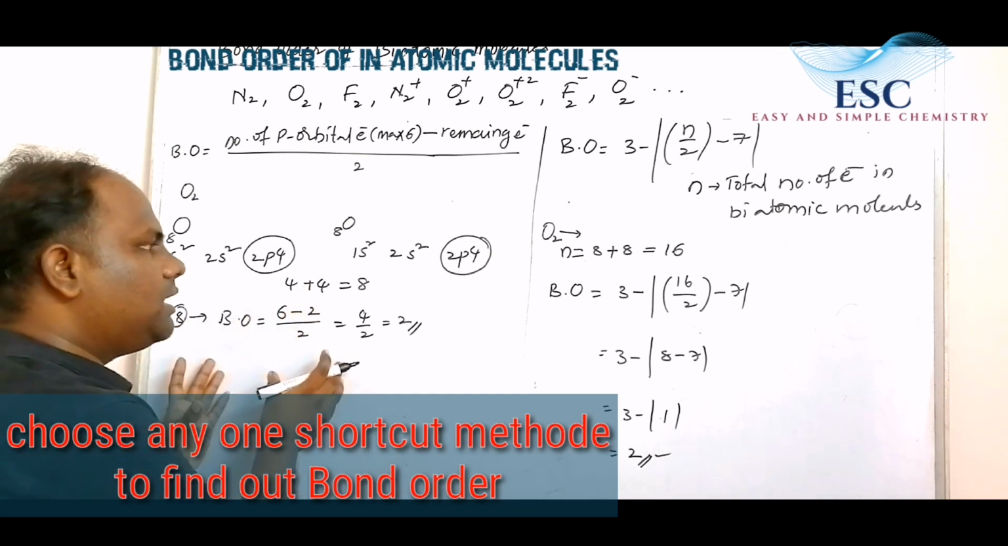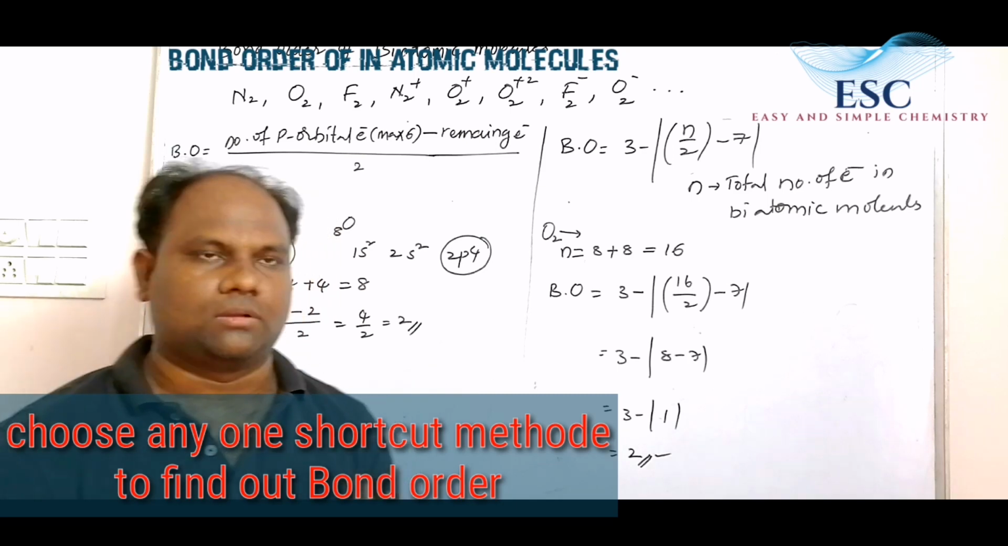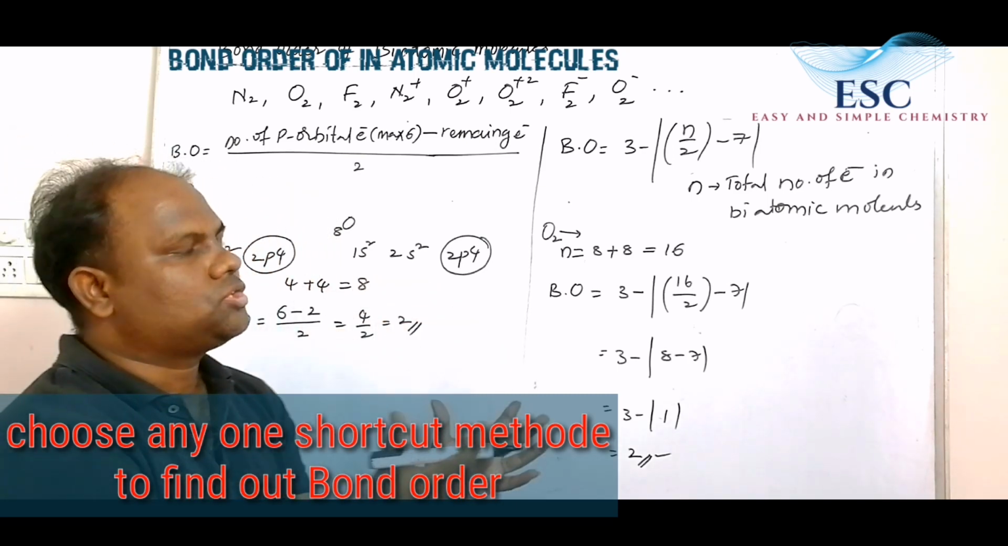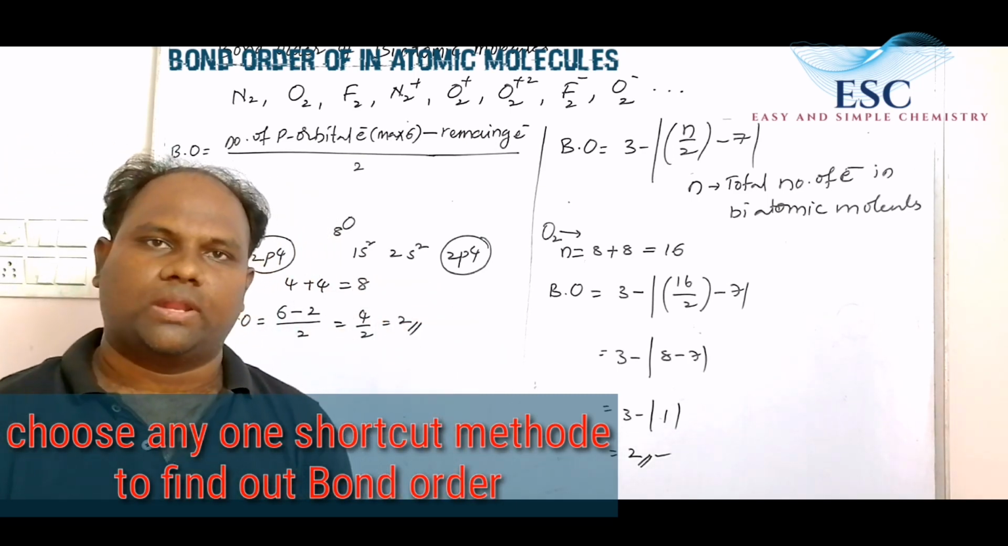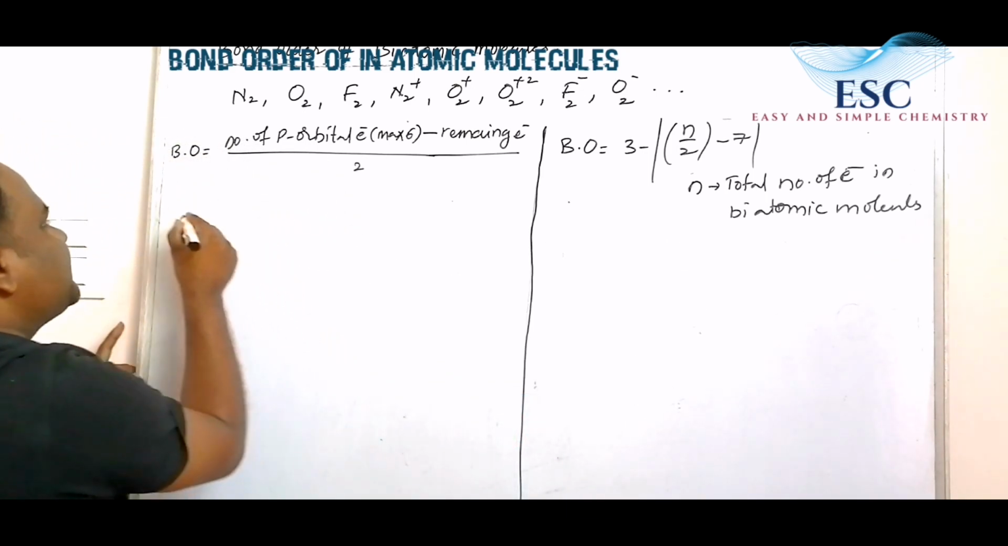Here we need only the number of p orbital electrons. Here we need the total number of electrons. So this is the equation to calculate the bond order. Now let's watch another example.